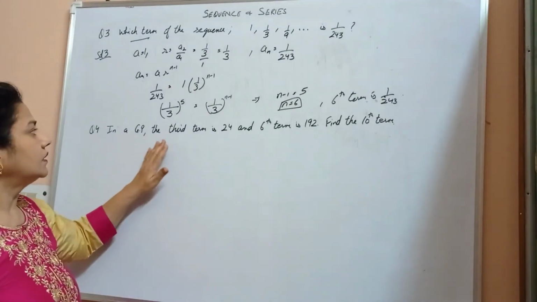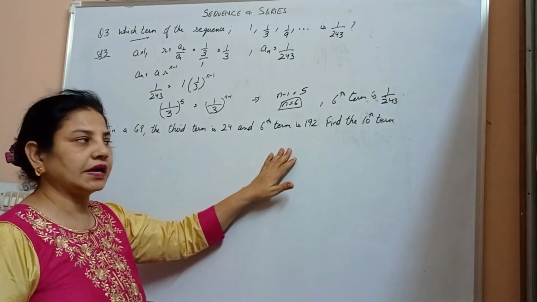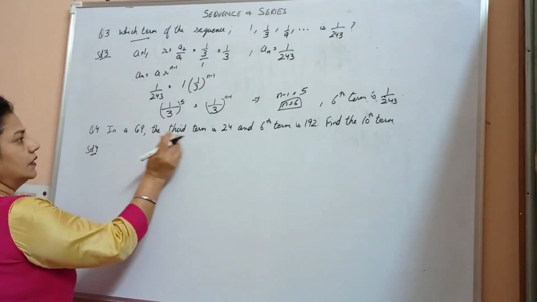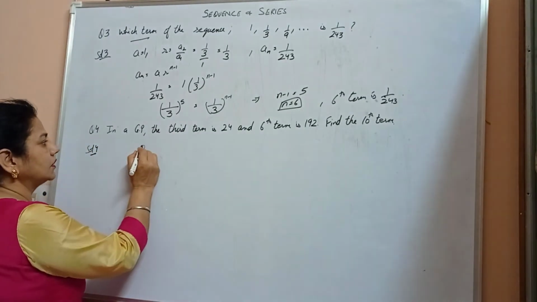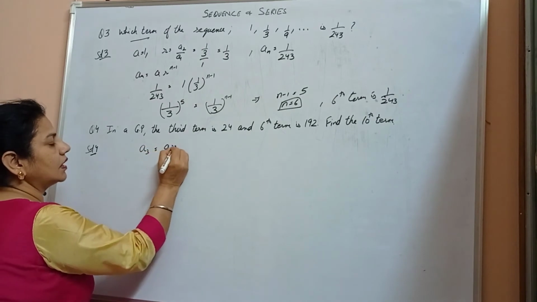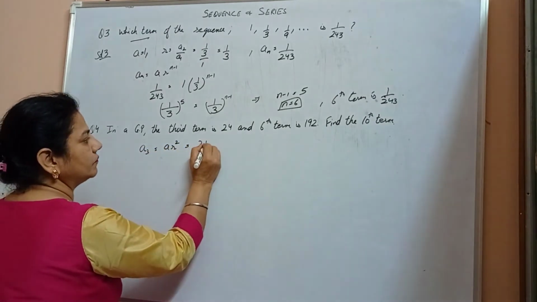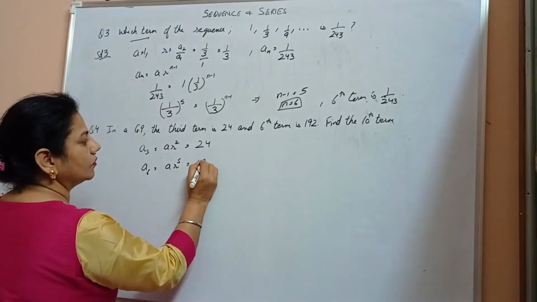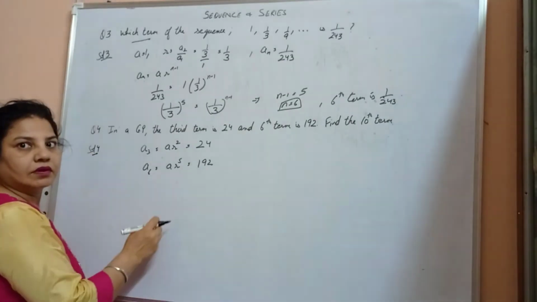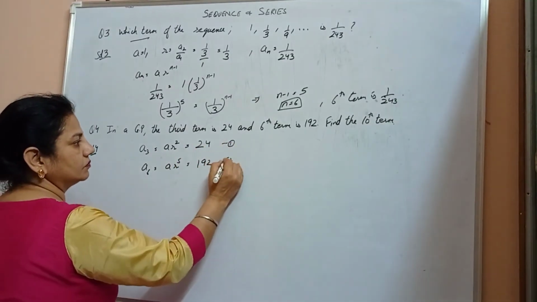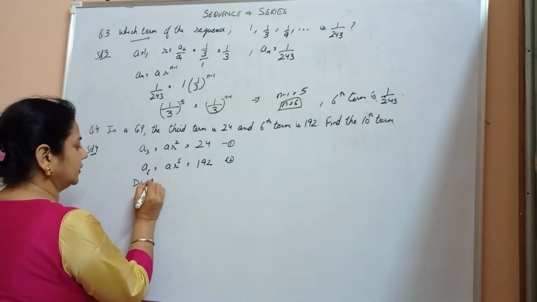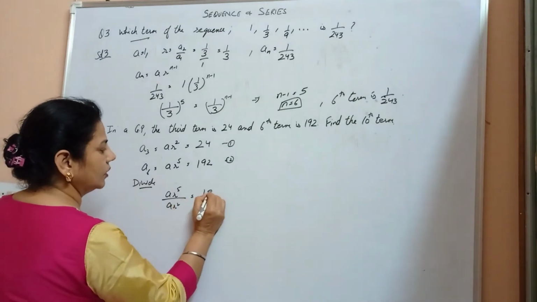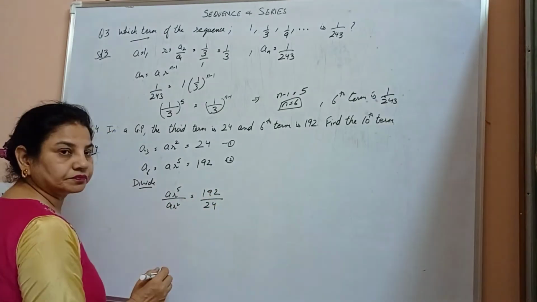Next is, in a GP, the third term is 24 and the sixth term is 192. Find the 10th term. We know the third term is 24. Third term means AR square is equal to 24. And the sixth term means AR to the power 5 is equal to 192. Divide equation 1 and 2. I get AR to the power 5 upon AR square is equal to 192 upon 24.